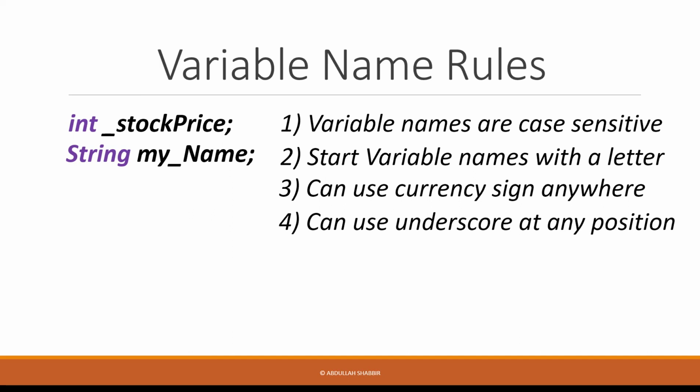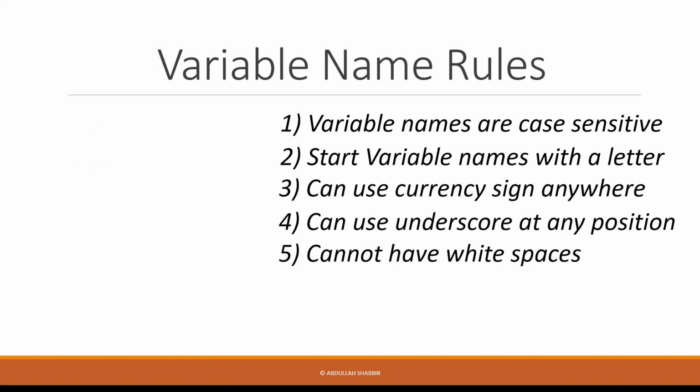Third rule is that you cannot have white spaces in your variable name. It has to be one single word, something like this. String stock price with a space between stock and price won't be accepted by Java. So as long as you follow these basic rules and you keep in mind that your variable name explains what the variable is used for, then your program would make a lot more sense when someone else is reading it.